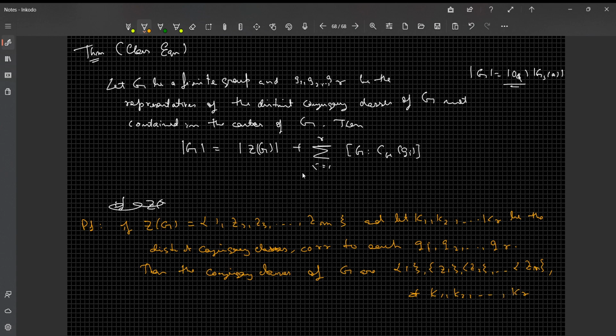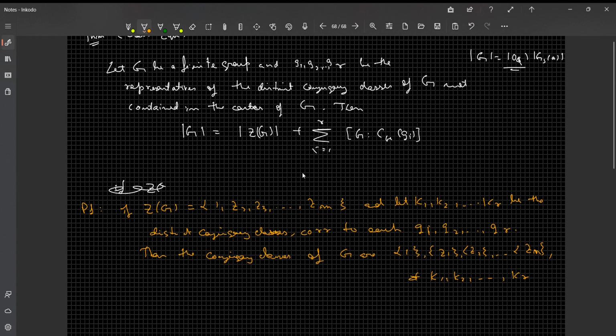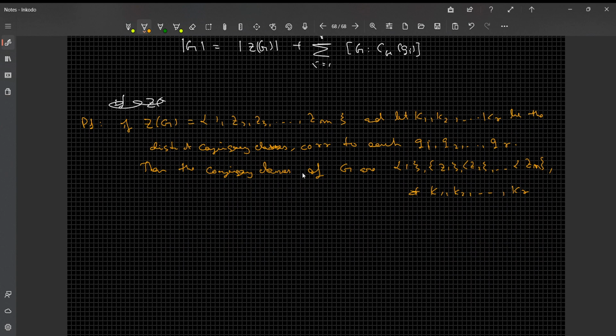Now the conjugacy classes are nothing but orbits of elements, and we know orbits are basically equivalence classes. So every orbit partitions the group G, right? The orbit partitions the set A, but here the set A is only the group G. So the other way of saying it is that the conjugacy classes in a group G partition it. So the disjoint union of all these sets gives out the whole of G.